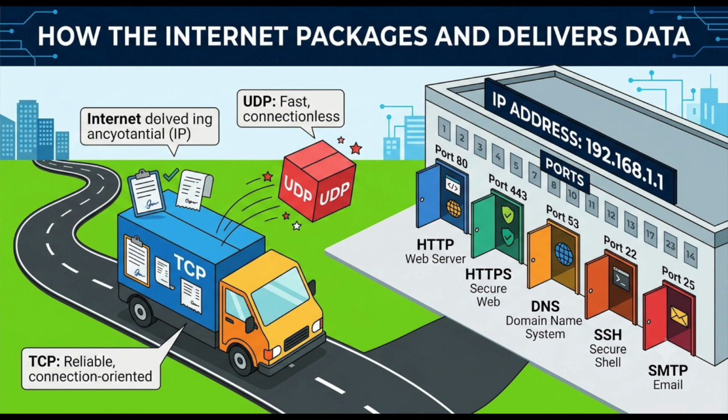You need to know exactly what door to knock on every single time. It can't just be changing randomly or you'd never find it. But when your laptop reaches out to that server, it uses an ephemeral port. An ephemeral just means temporary. So your computer picks a random high number, somewhere between 1,024 and 65,535, and uses that as its return address for that specific conversation.